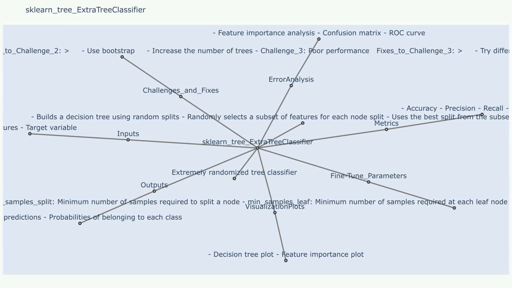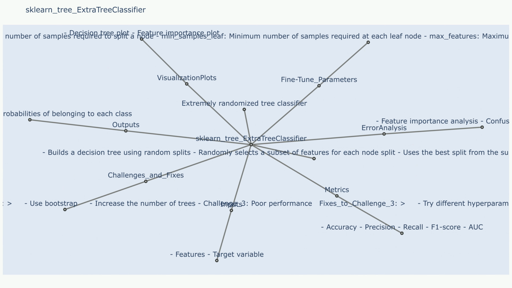Recall, also known as sensitivity. This metric evaluates the model's ability to correctly identify all positive instances: true positives among all actual positive instances, true positives plus false negatives. F1 score. This metric combines precision and recall into a single value, providing a balanced measure of the model's performance. It's the harmonic mean of precision and recall.